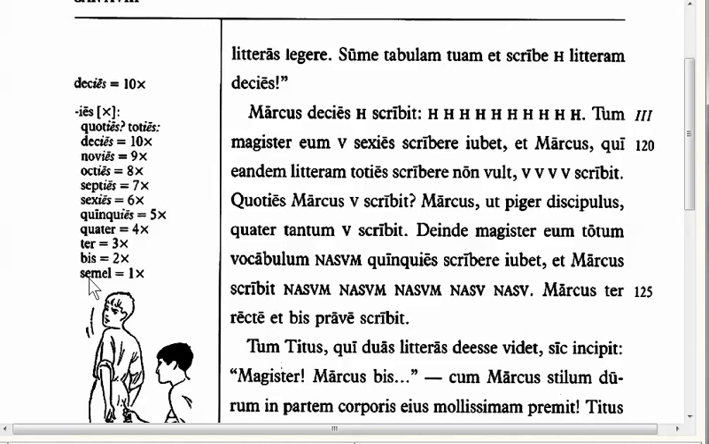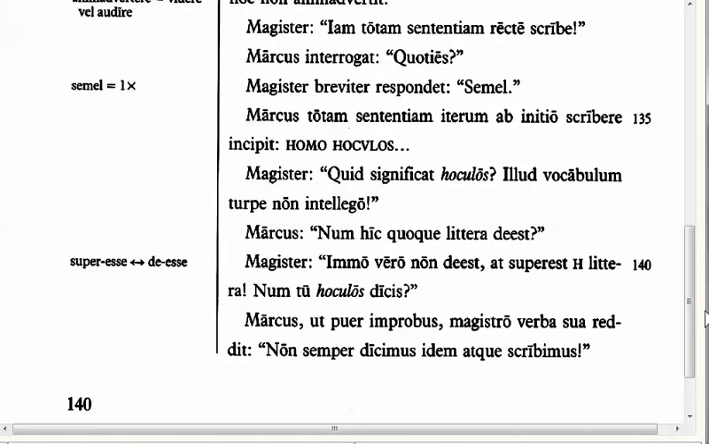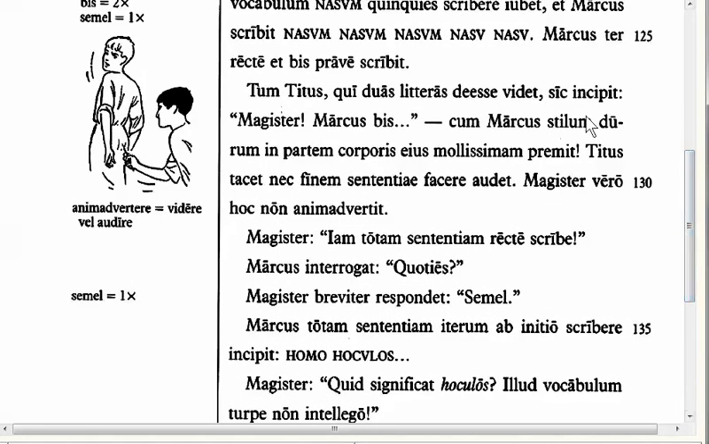Okay, the last feature in this text that I want to point out is in line 128. Tum Titus, qui duas litteras deesse videt, sic incipit: magister, Marcus bis, cum Marcus stilum durum in partem corporis eius mollissimam premit. So then Titus, who sees that there are two letters missing, thus begins, teacher, Marcus twice, cum.